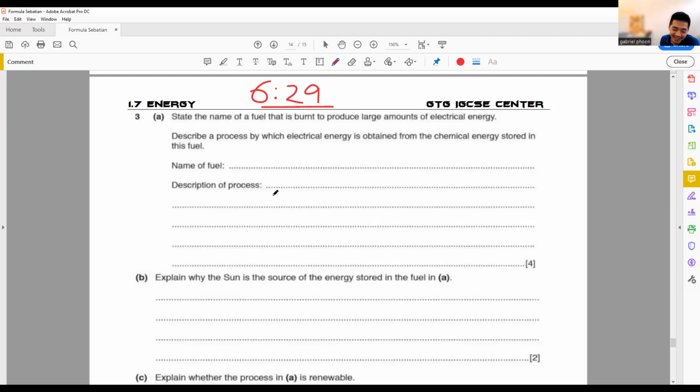Okay, anyways, do this one now. A lot of writing involved in this question.